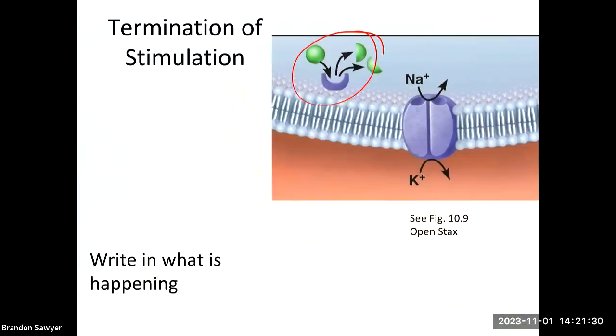We've got acetylcholinesterase breaking down acetylcholine, and some of it just diffusing away like the video talked about. So this would be step 8, and step 8 and 9 probably here. Okay, questions on any of those? Yeah, go ahead, Ava.